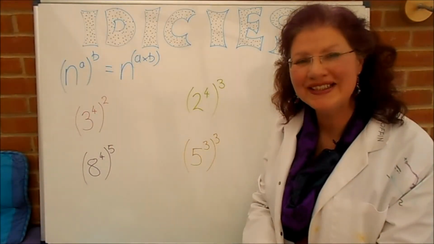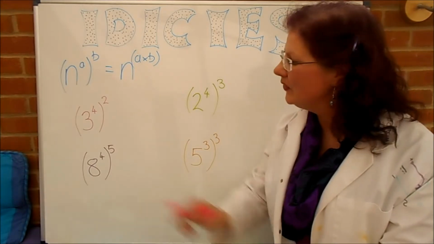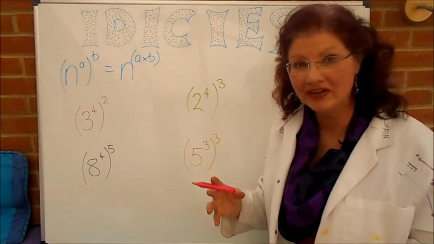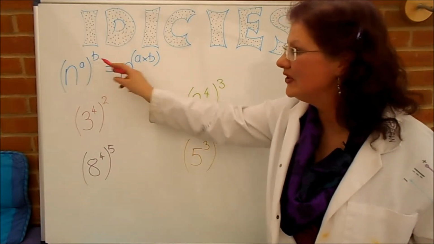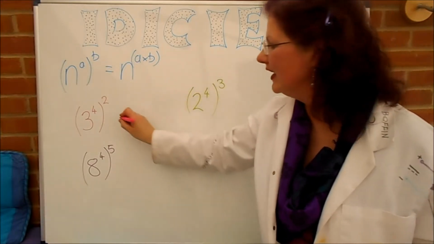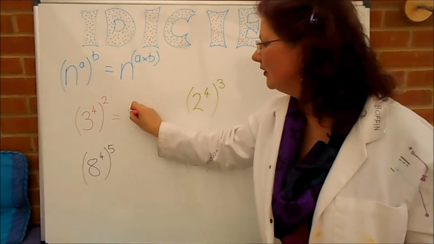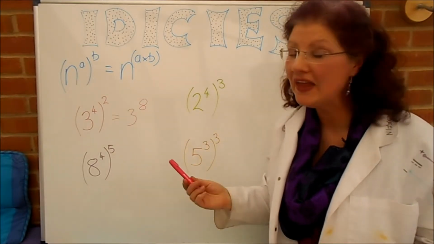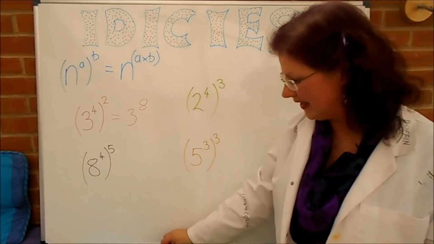Right, these should be pretty easy. Let's nip through them together. First of all, we've got 3 to the power 4 and then that whole thing squared. So 3 to the power 4 to the power 2. We just multiply the powers. That simplifies down to 3 to the power 8. And that's all you have to do, just leave it in its power format.